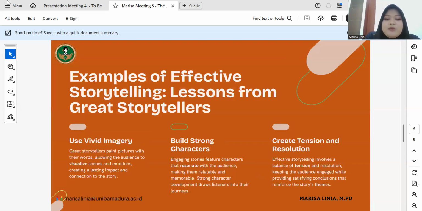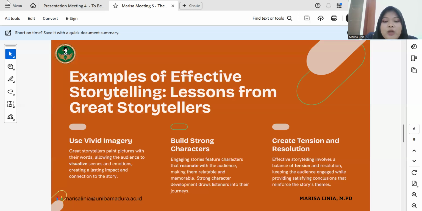So this is the example of effective storytelling, the lessons from great storytellers. The first one: use vivid imagery. Great storytellers paint pictures with their words, allowing the audience to visualize scenes and emotions, creating a lasting impact and connection to the story.